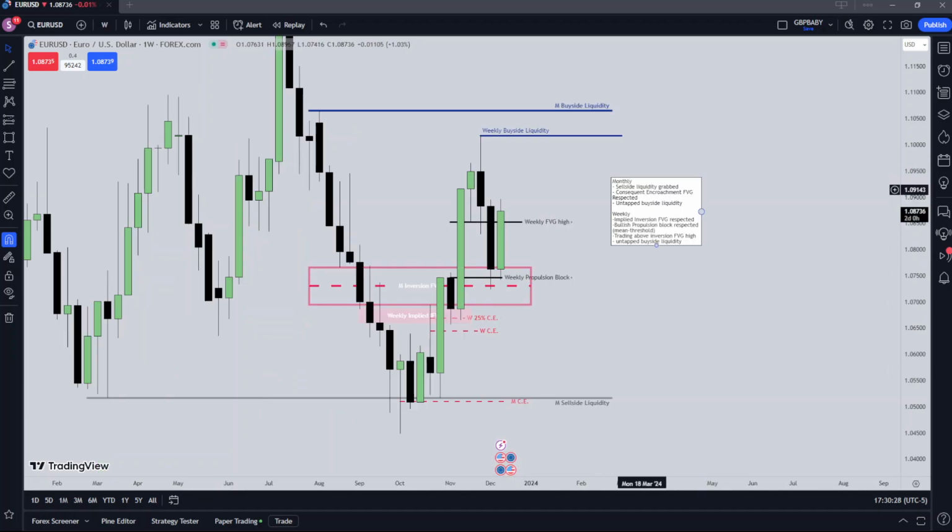So on the monthly, we have sell side liquidity that's been grabbed down here. We have the consequent encroachment of the fair value gap that's been respected. Where was that? Where did that happen? Right here. Remember, this is that box. And we have untapped buy side liquidity resting up here.